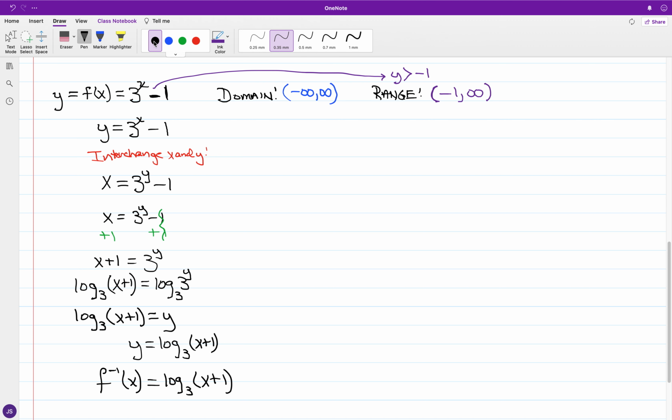Okay, and so we have in the case of the domains and the ranges, for the logarithmic function this time, x will be greater than -1. And as for the range of the inverse, that is going to be the set of all real numbers.